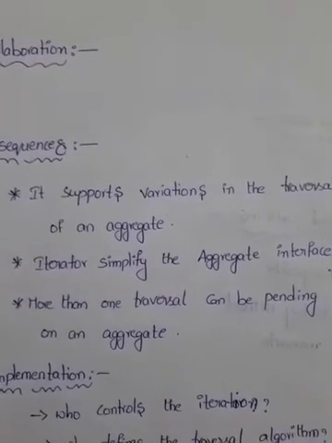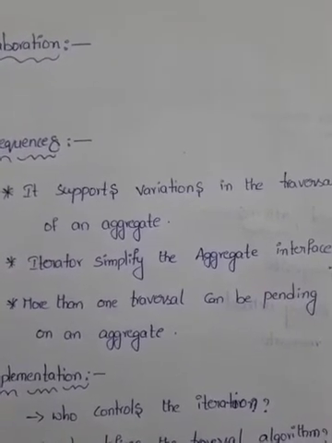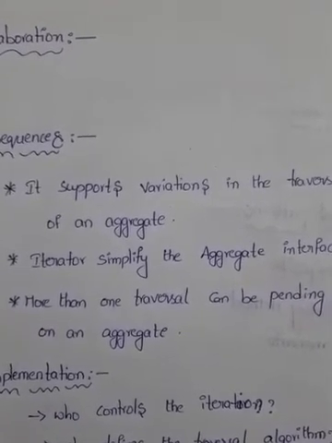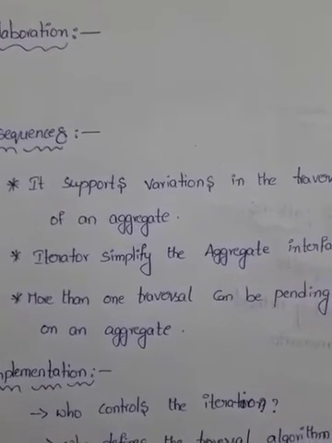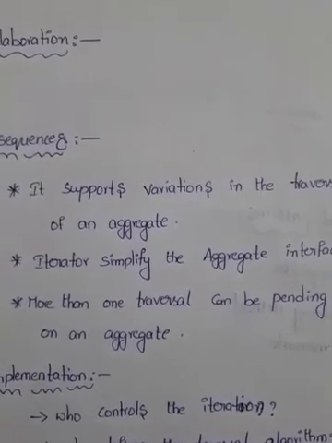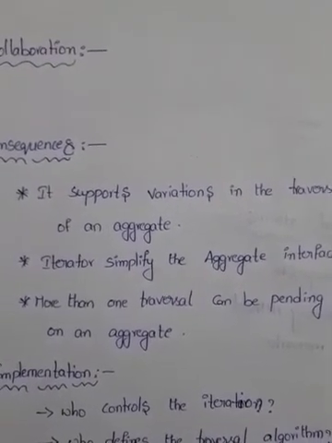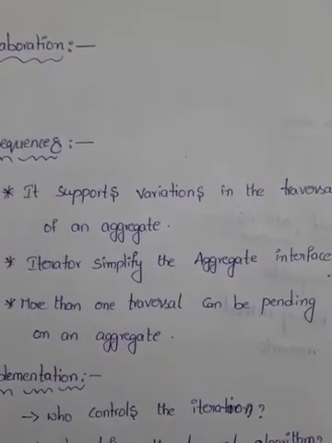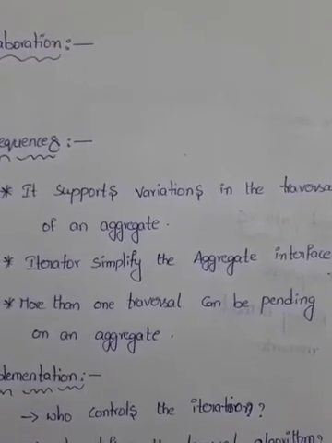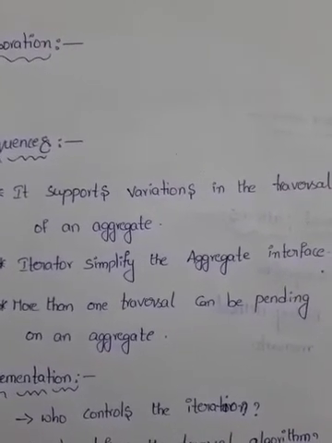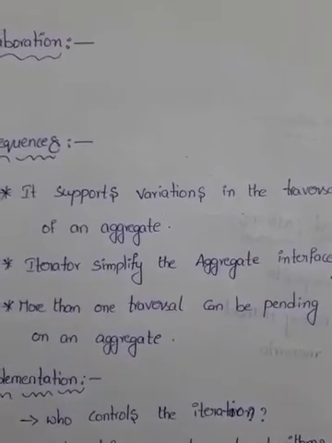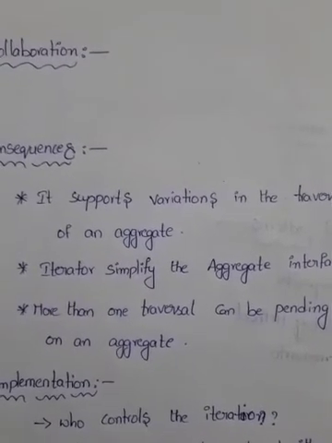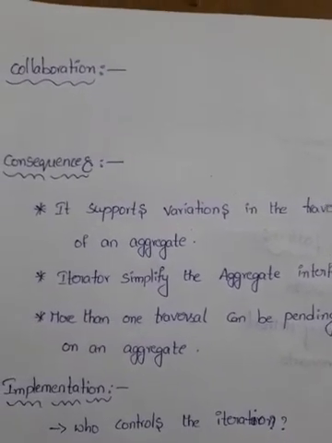And coming to our next consequence, iterators simplify the aggregate interface. That means the iterator's traversal interface meets the need for a similar interface in aggregates, thereby simplifying the aggregate's interface. And the next one is that more than one traversal can be pending on an aggregate. That means an iterator keeps track of its own traversal state. Therefore, you can have more than one traversal in progress at once. These 3 are the main or important consequences that we can speak of under the iterator pattern.